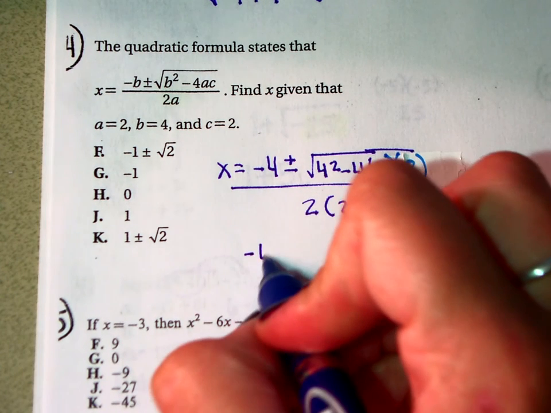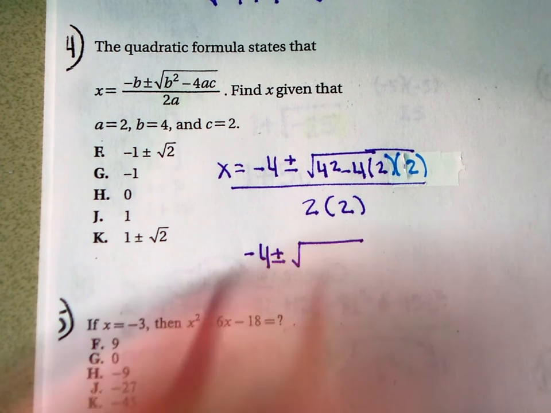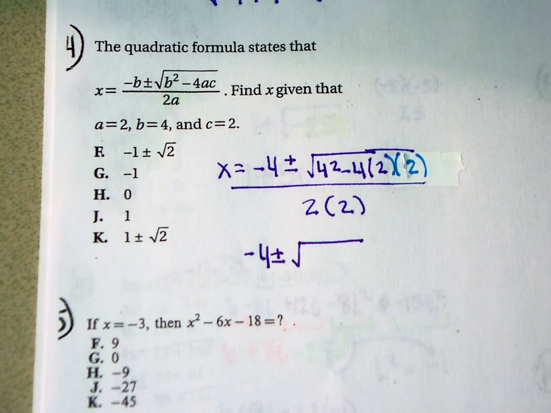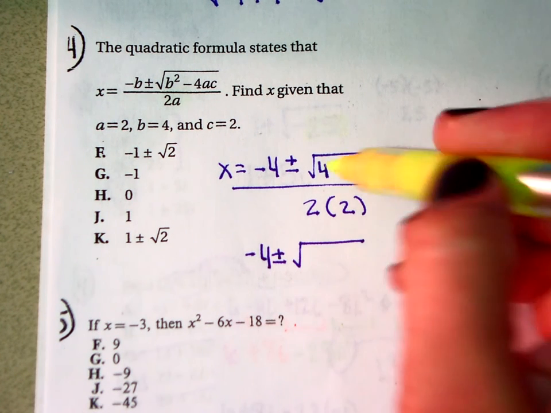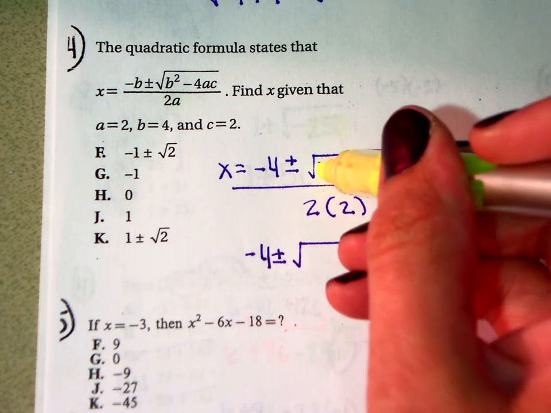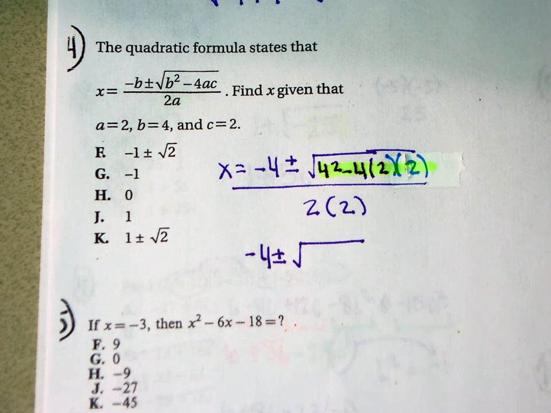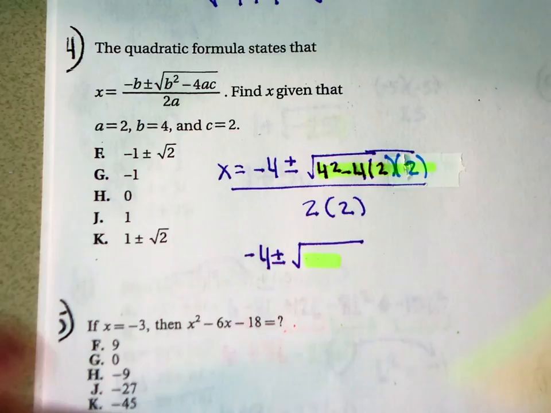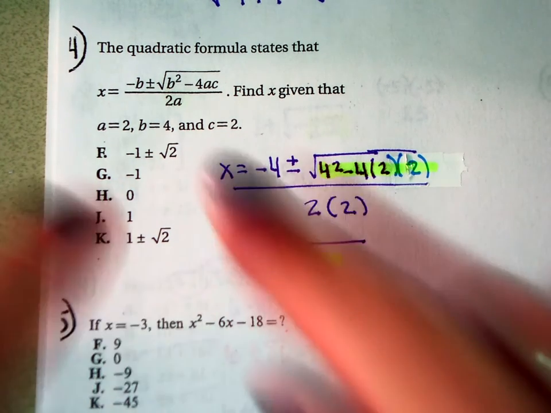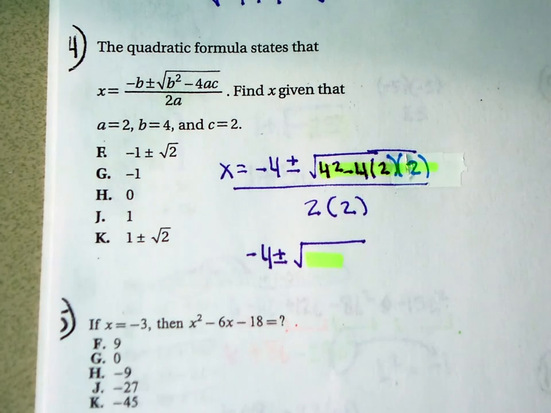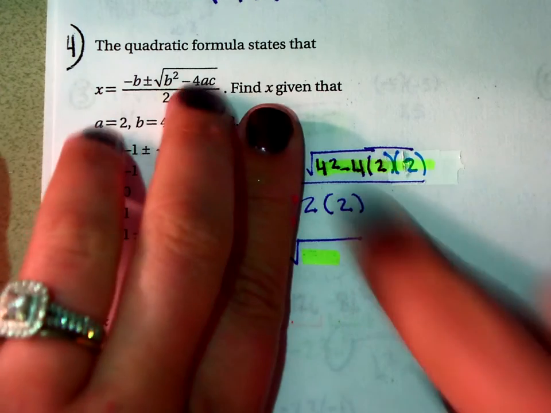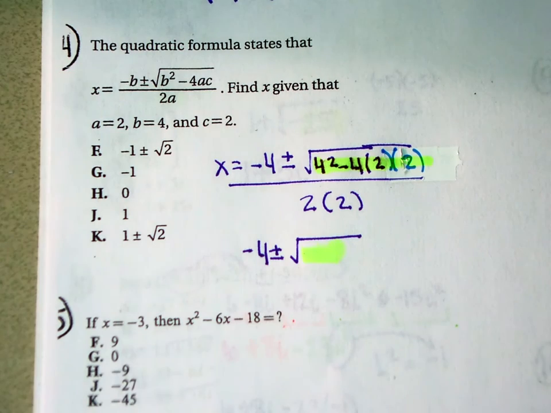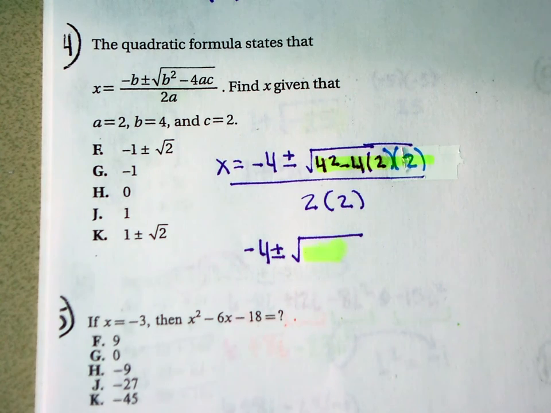So negative 4 plus or minus the square root. If you really must touch your calculator, I only want you to type in what's underneath the square root because then you can see your answer choices easier. Because see how these answers have square root of 2 in them? If you type all of this in your calculator, it's going to change it to a decimal. And you don't want it to change it to a decimal. So only do the first part, like the first piece underneath.